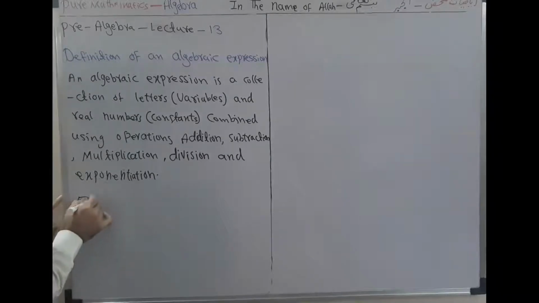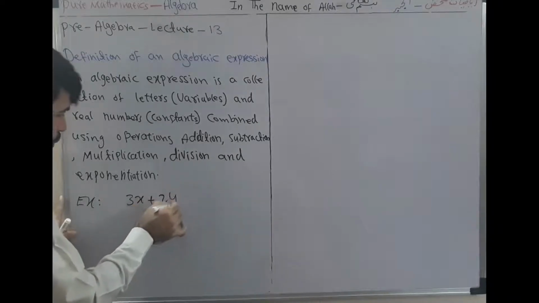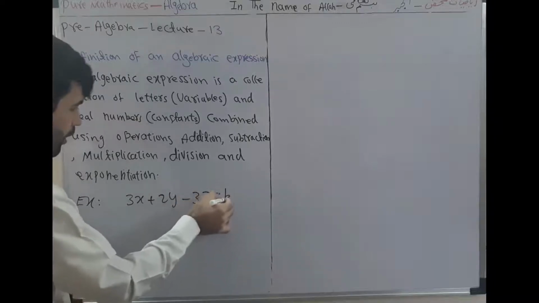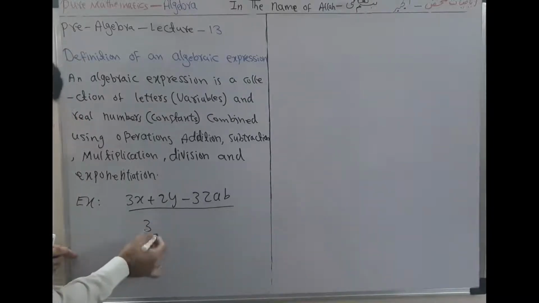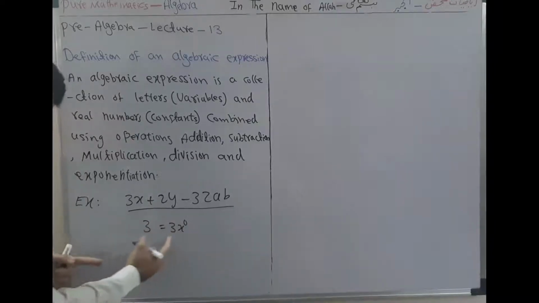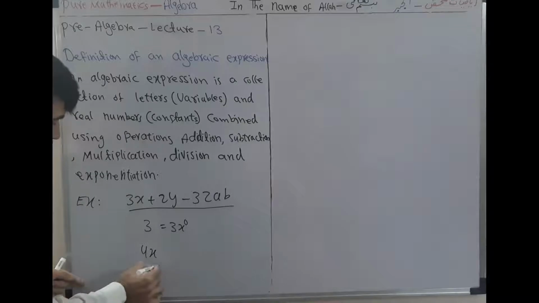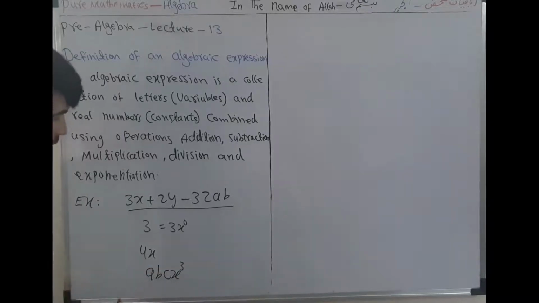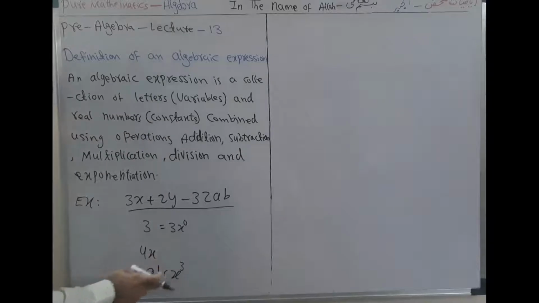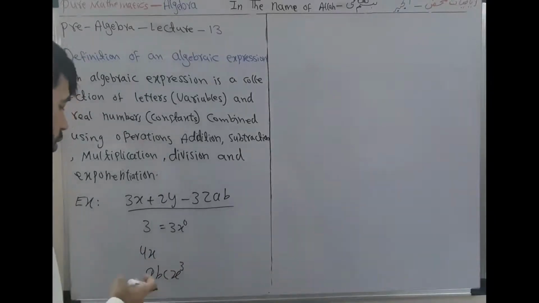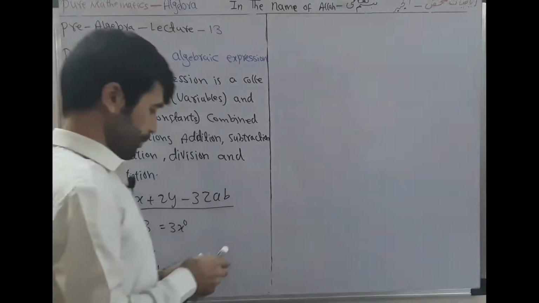Example: 3x plus 2y minus 3zab is an algebraic expression. 3 is an algebraic expression because we can write 3x to the power 0. 4x is an algebraic expression. abcx cubed is also an algebraic expression, with letters combined with multiplication and exponentiation operations.